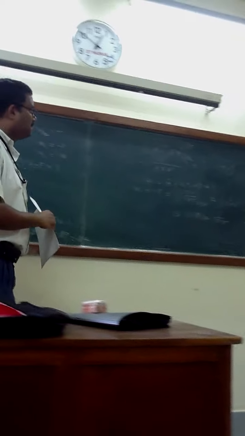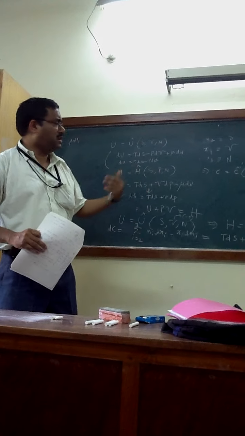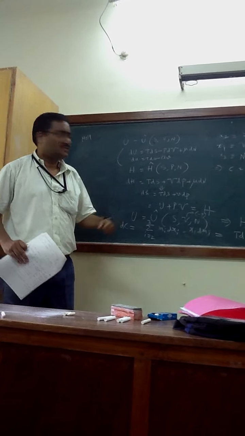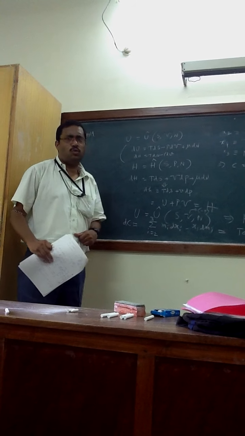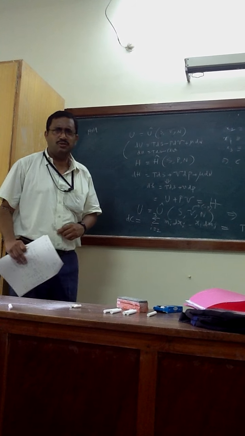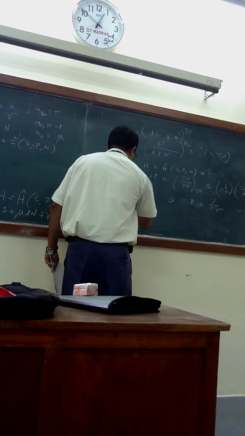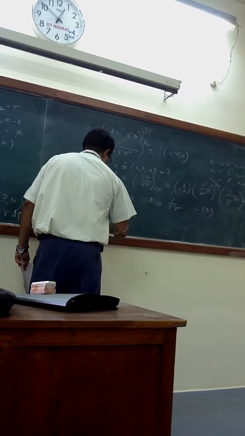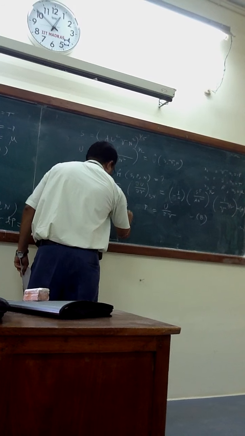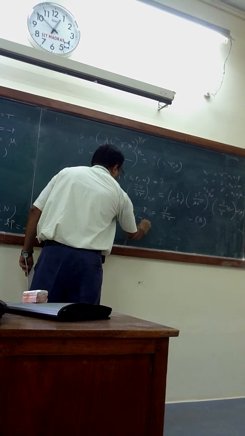You don't need m2 and m3 for the defining equation, right? Your defining equation is what? C equals Y minus m1 x1. Correct? We don't need m2, m3. Don't go for extra things. H equals U minus m1, which is minus P, x1 is V.